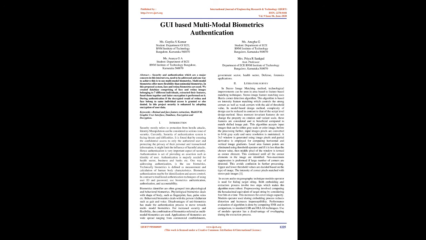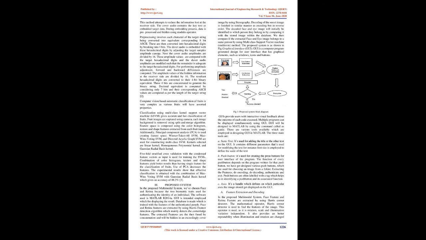This algorithm accepts input images that can be either grayscale or color images. Before processing further, input image pixels are converted to 8-bit grayscale and the same resolution is maintained. A 3x3 window is generated using image pixels, and a partial derivative is employed for computing horizontal and vertical image gradients. Local area feature points are eliminated using a threshold operator, and if it is less than the chosen value, then the middle pixel of the window is termed a corner element. This continues until all the corner elements in the image are identified.